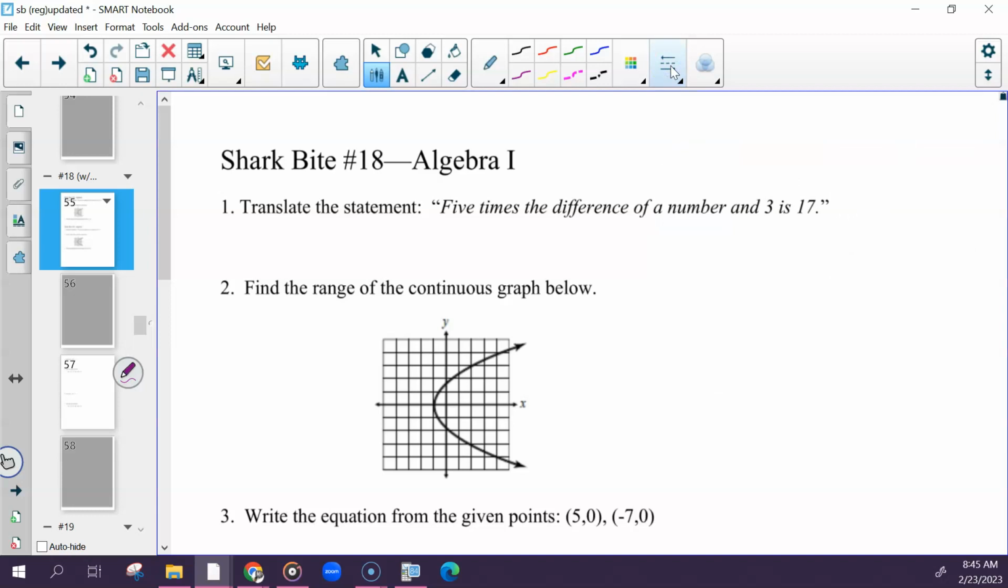So 5 times the difference, so we need parentheses because we're multiplying to something that already has an operation. The difference of a number, pick whatever variable you want, and 3 is equals 7. Questions on that one?